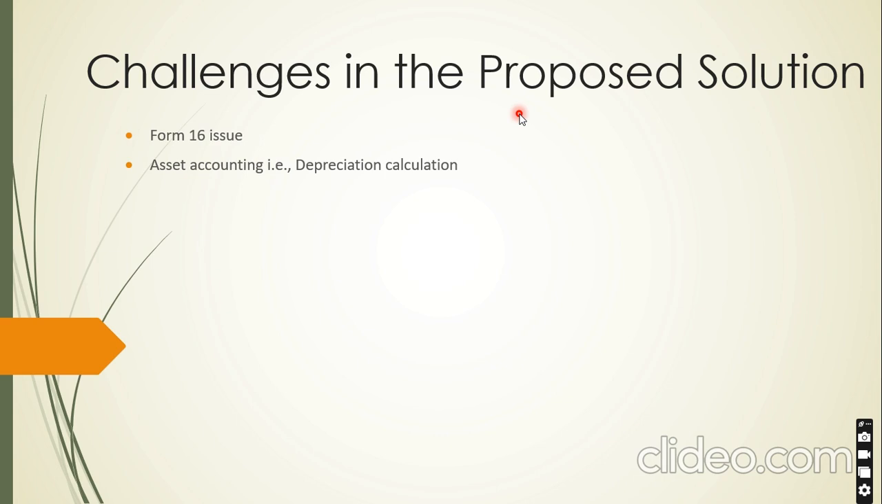But if you are using the existing controlling area and existing company codes to make further changes, then the asset level depreciation calculations need to be checked properly. And how the Form 16 needs to be considered has to be checked with the accounts team. Okay, these are the challenges in the proposed solutions, the two major ones: Form 16 and the asset accounting depreciation calculation process.